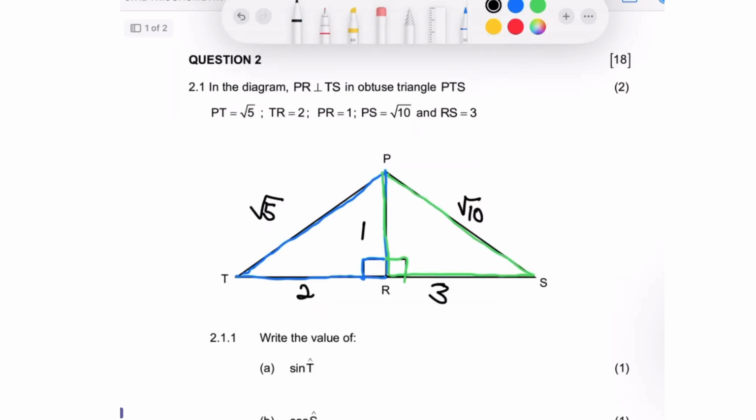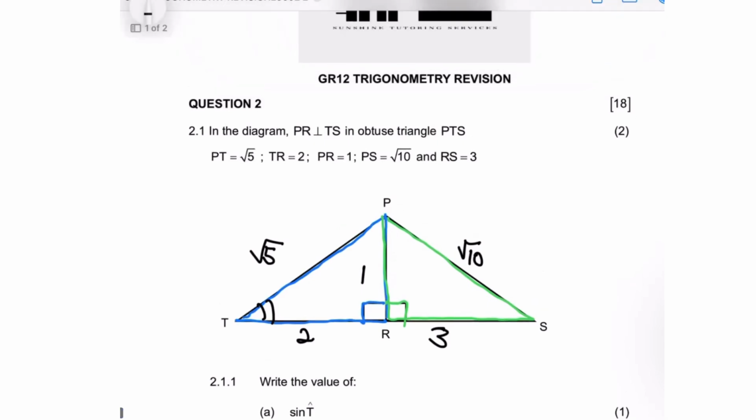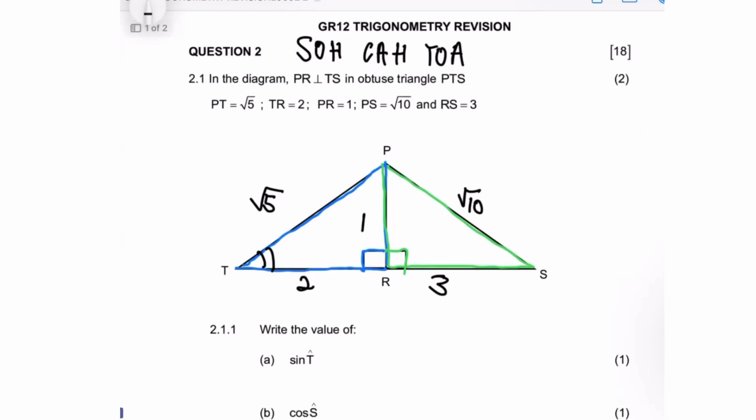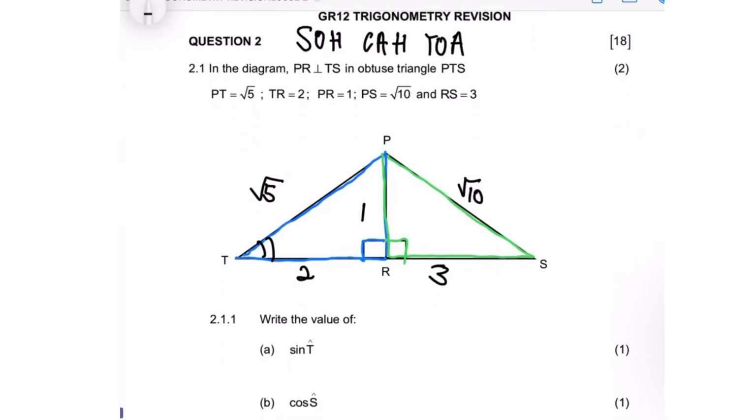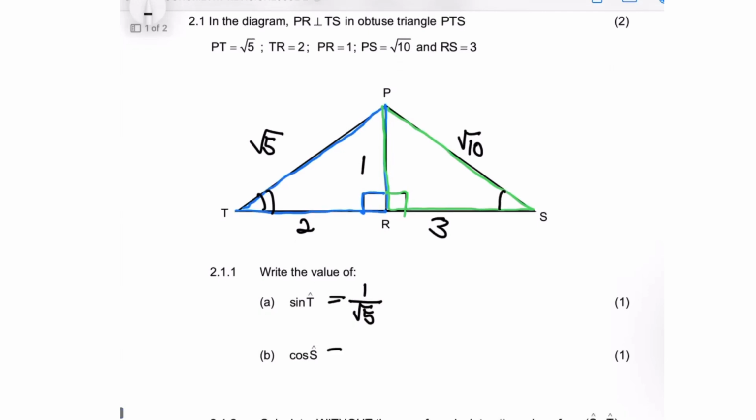The first question says, find the value of sin t. Sine is opposite over hypotenuse. This is how I remember: SOHCAHTOA. Sine is opposite over hypotenuse, cos is adjacent over hypotenuse, tan is opposite over adjacent, right? So sin t will be opposite 1 over square root of 5. Cos s will be adjacent 3 over square root of 10, adjacent over hypotenuse.